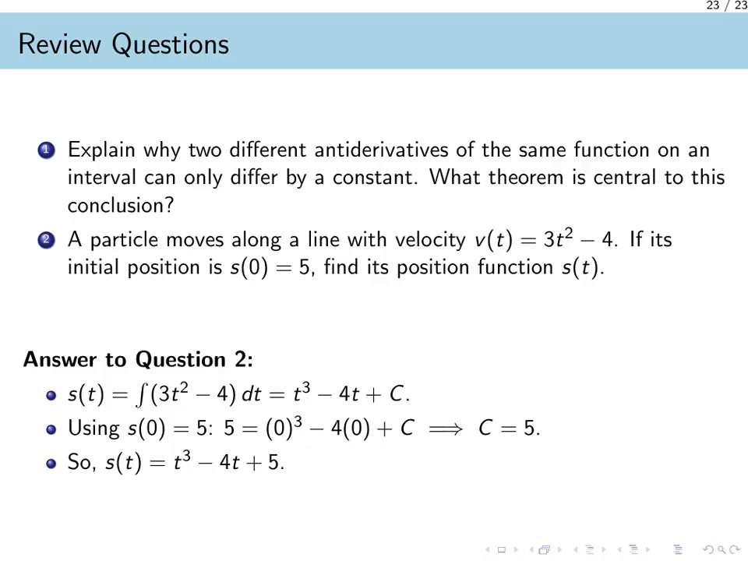Then, we use the initial condition that the position at time 0 is 5. Plugging this value into our general solution shows us that the constant c must equal 5. This allows us to find the unique position function for this specific particle. The key takeaway is that an initial condition lets us pinpoint the one particular solution we need from an infinite family of possibilities.